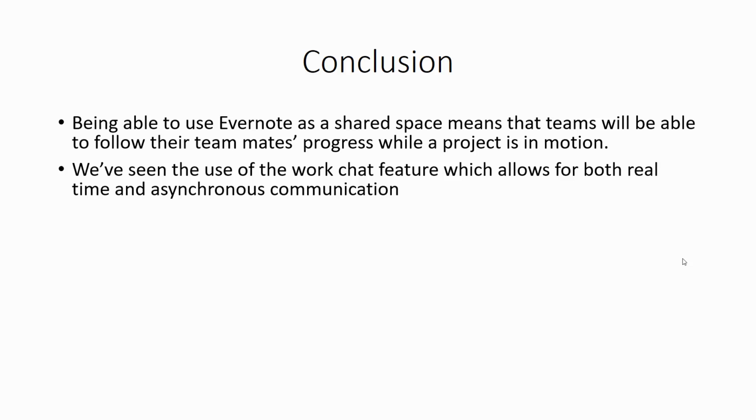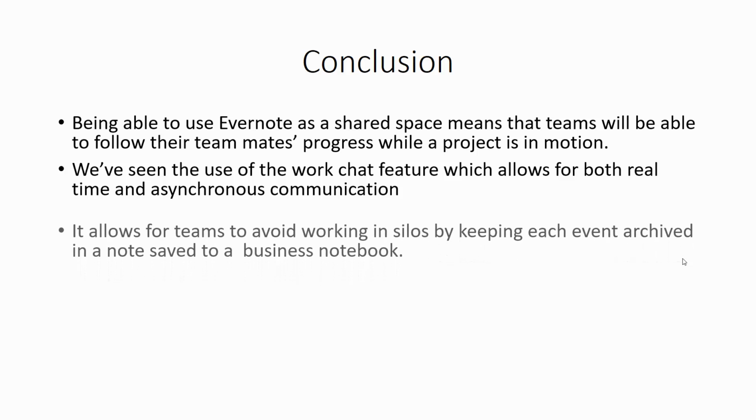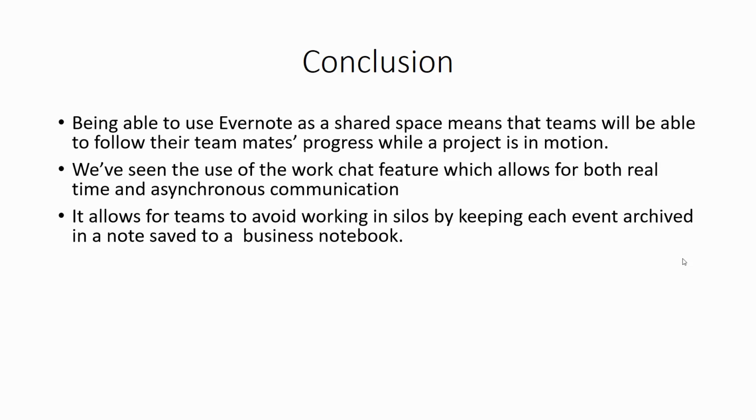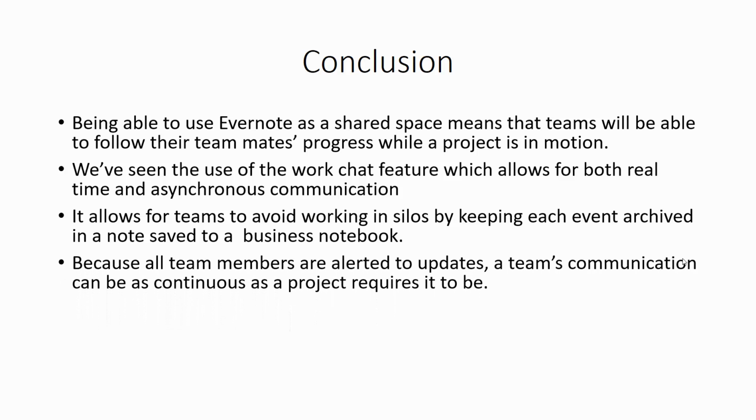We've seen that the use of the Work Chat feature allows for both real-time and asynchronous communication, again, while the project is actually happening. It allows for teams to avoid working in silos by keeping each event archived in a note saved to a business notebook. And because all team members are alerted to updates, a team's communication can be as continuous as a project requires it to be.